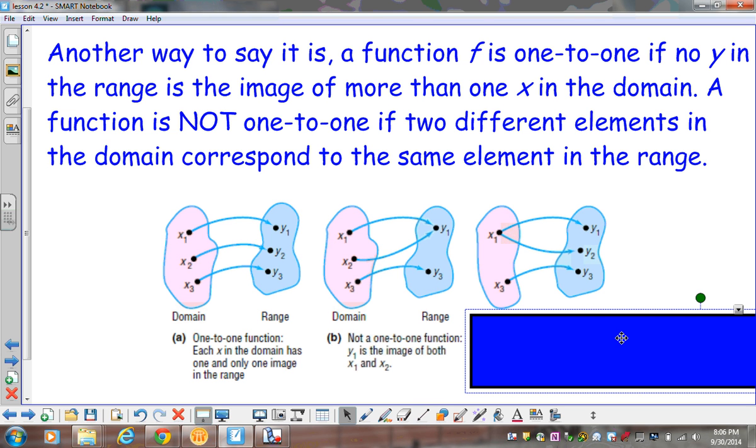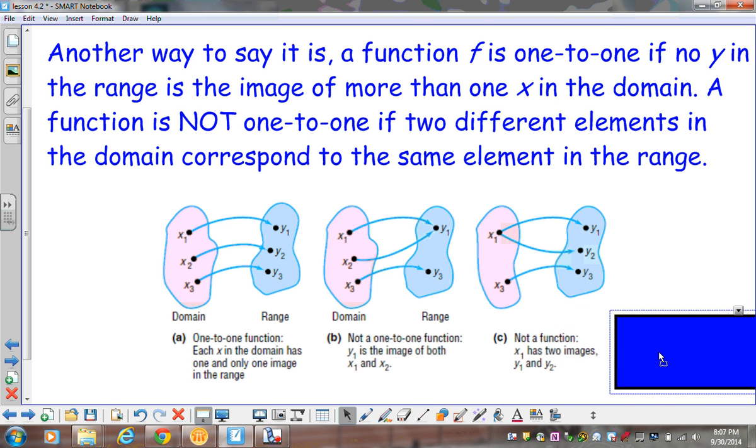All right, this last one, I'm looking to see if my y values repeat at all. First we have to make sure it's a function, then we can determine whether or not it's one-to-one. x1 goes straight to y1, x1 also goes to y2, and then we have x3 to y3. So in this case, I have an x value that repeats, which means this is not a function. Therefore, it is not one-to-one. It has to be a function first in order for it to be one-to-one.